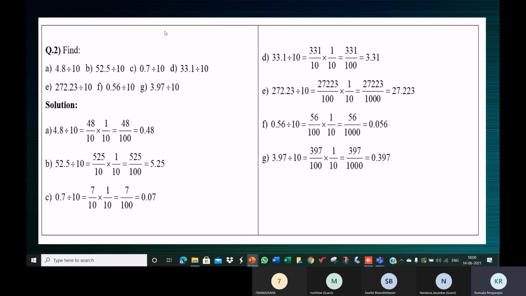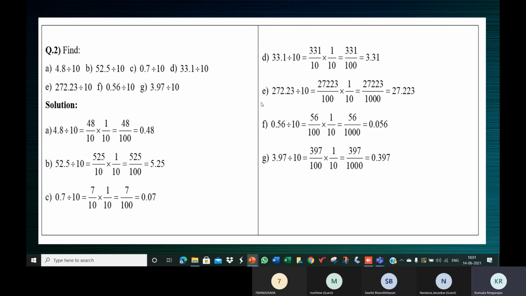The number is 4.8. I'm talking about the first one, A. You're dividing by 10, dividing it into 10 equal pieces, so each one will have a smaller value. How can it be more than 4.8? So you cannot shift the decimal point like this. If you shift it to the right side, it will become 48. That's not possible. So remember that you'll have to shift it the other side. So 0.48.